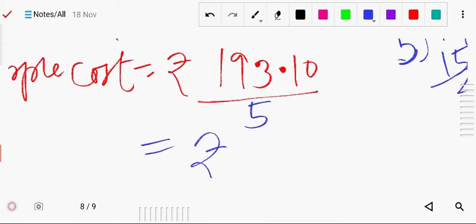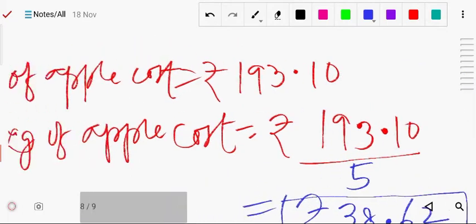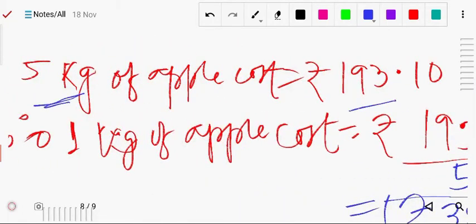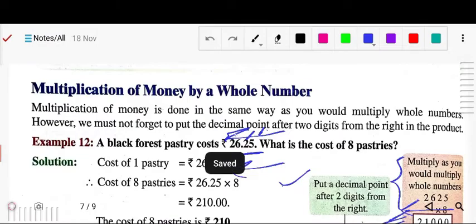Okay, so you write here, the cost of 1 kg apple will be rupees 38.62, because it is given that the cost of 5 kg apples is given. So for the cost of 1 kg, we can simply divide and get the answer. Okay, now next we will solve.